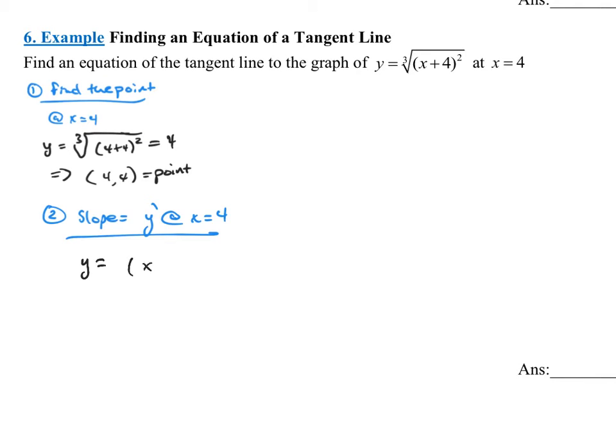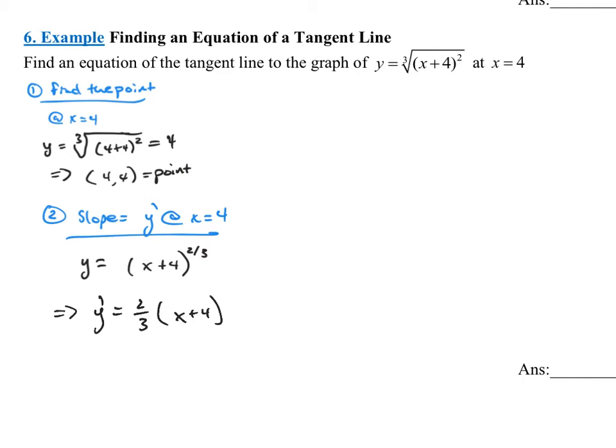Well, I'm going to write that in exponential form because it's in radical form. That's x plus 4 raised to the 2/3 power. Remember, the exponent stays in the exponent and the radical is the denominator. So what does that tell us? Well, using the general power rule, the derivative of y is: drop the power, so that'd be 2/3, inside stays the same, x plus 4 raised to the power minus 1.